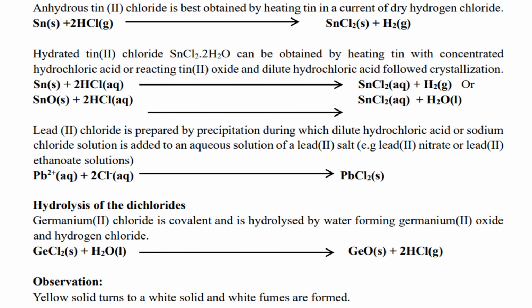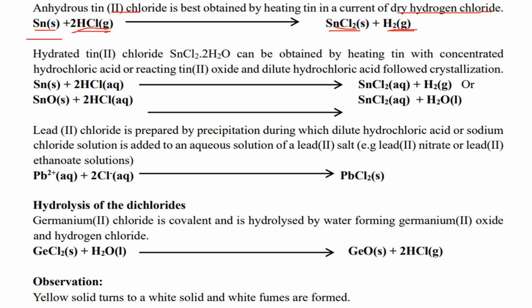Now here we are also going to be saying that anhydrous tin(II) chloride is best obtained by heating tin in a current of dry hydrogen chloride gas. So if you have tin, you heat it with hydrogen chloride gas, and you form tin(II) chloride together with hydrogen gas.